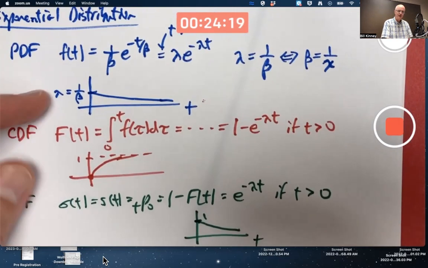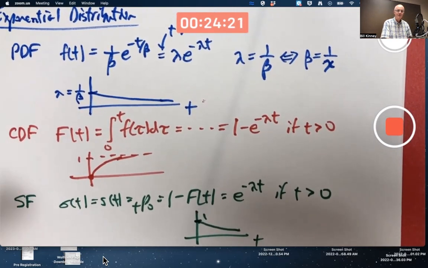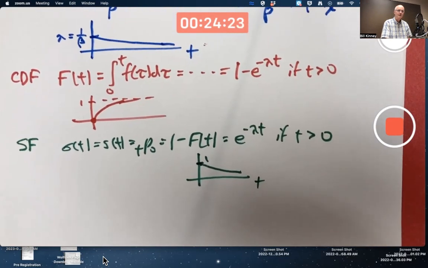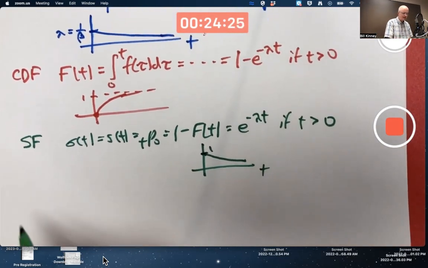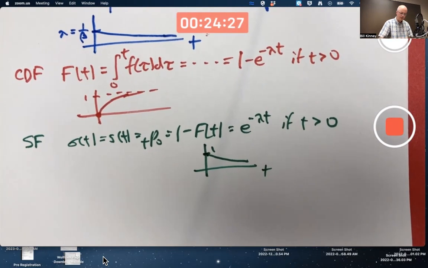Not lambda like this one. Okay, we're going to come back to the survival function. Let's go ahead and again, for completeness, compute the force of mortality.